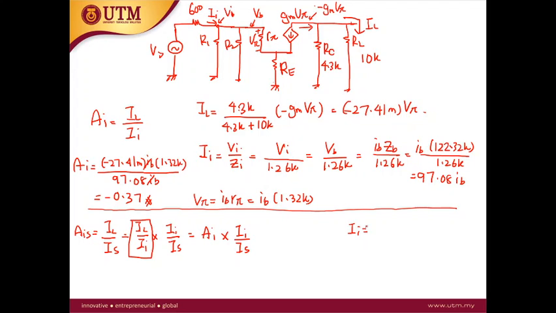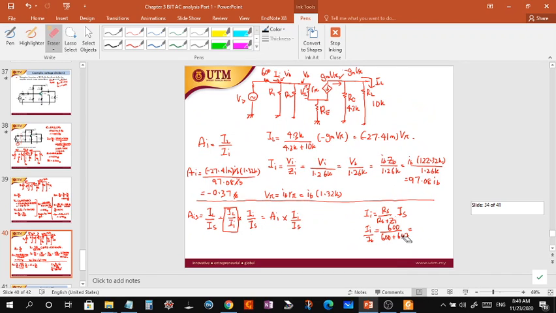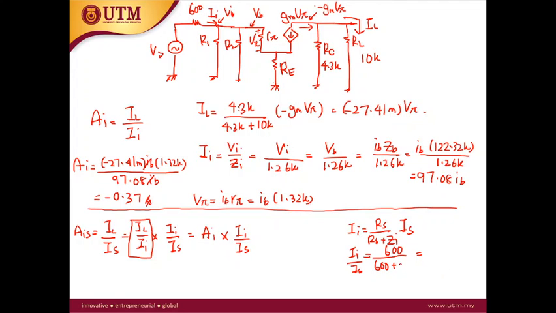So II is equal to RS over RS plus Zin times IS. So II over IS is equal to RS, which is 600, so this is 600 plus, oh sorry, the input impedance is different. The Zin is 1.26K. So this one is 0.6 over 1.86.